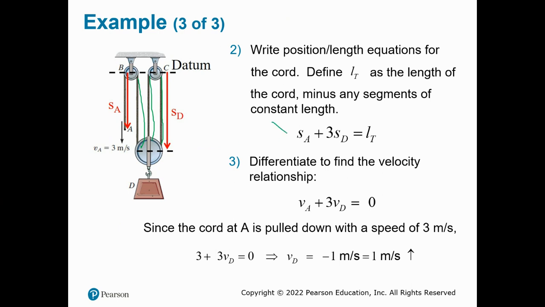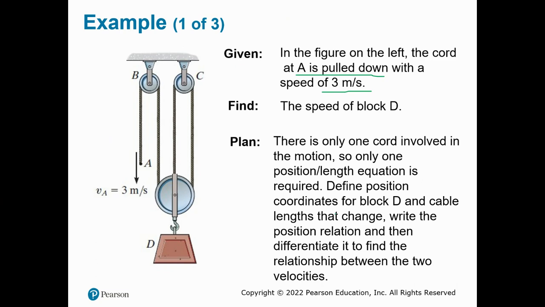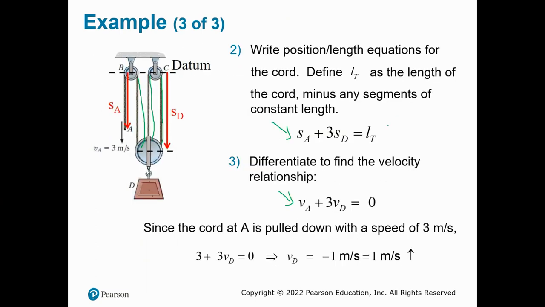First derivative, I'm taking the first derivative, gives me my velocity. VA plus 3VD equals 0. Since the total length L is going to be a constant, the first derivative gives me a 0. There's my equation relating VA to VD. Now, since VA is given to us in our problem, we're looking for VD. We know our relationship between VA and VD. Plug in one of them, and that will give us the value of VD.